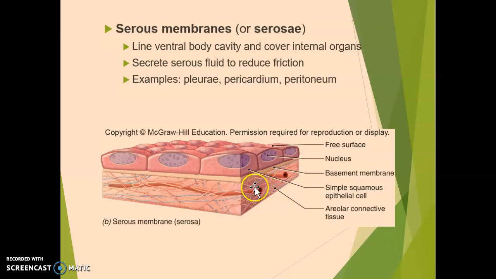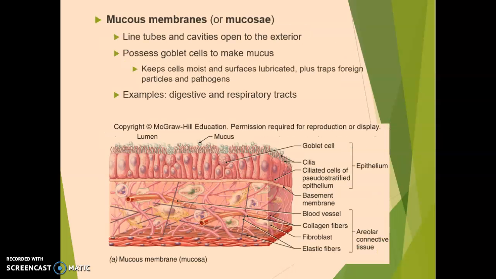We talked earlier about the areolar connective tissue. Then we have simple squamous, a basement membrane here, and then the free surface. But all the way around this is the serous membrane. The mucous membranes, or mucosae, line tubes and cavities that open to the exterior, so our nose, our mouth, and other parts of our body. This helps things to be excreted, but it also traps foreign particles and pathogens, and it keeps cells moist and surfaces lubricated.